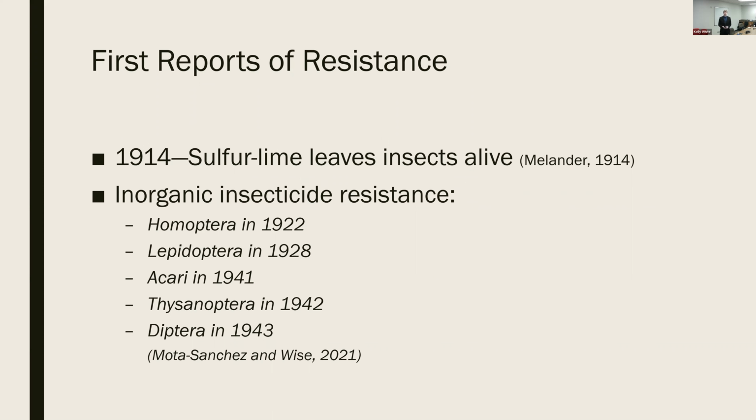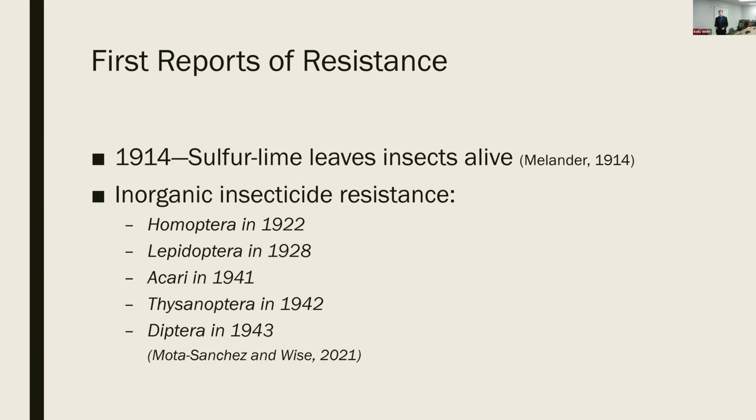Over the following years, they found a number of other resistances to inorganic insecticides. First with the Homoptera in 1922, when other scale insects were found to be resistant to cyanide compounds, and Lepidoptera in 1928, when codling moth was reported as resistant to lead arsenate.